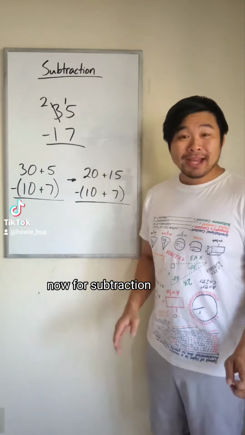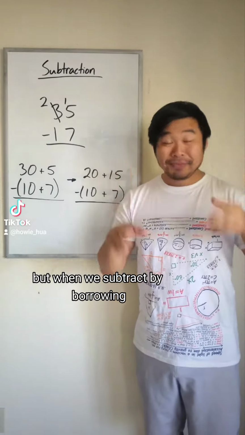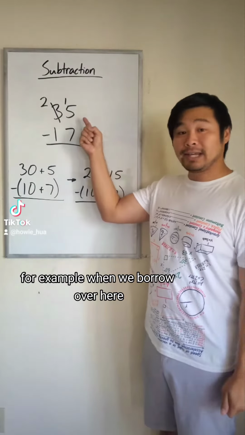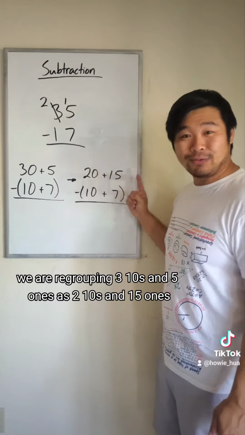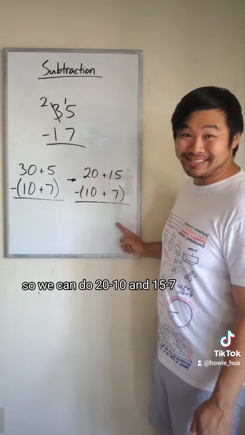Now, for subtraction, there are a couple different ways of subtracting. But when we subtract by borrowing, all we are doing is regrouping. For example, when we borrow over here, we are regrouping 3 10s and 5 1s as 2 10s and 15 1s. So we can do 20 minus 10 and 15 minus 7.